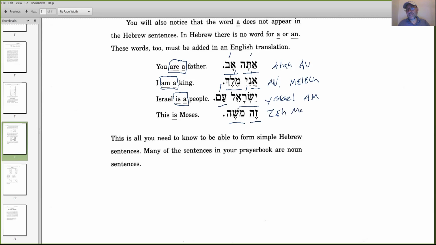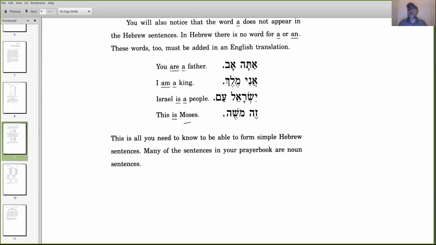Zeh Moshe. Okay, now, so this Moses, that's literally what that's saying. This Moses. So we add is in there and we get this is Moses. Okay, so you see what they're talking about. There are these extra words that we have in English to make a proper sounding sentence. But Hebrew is a little more primitive in sounding if you were to hear it directly translated from Hebrew to English without those extra words that kind of help the translation along. Okay, so this is all you need to know to be able to form simple Hebrew sentences.